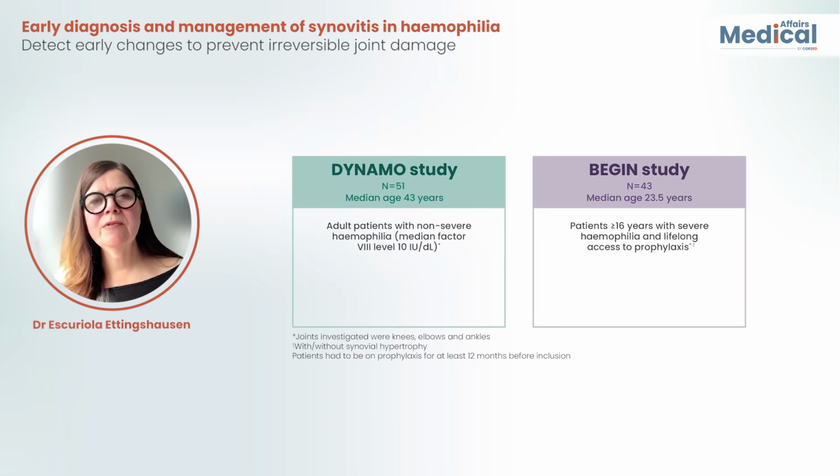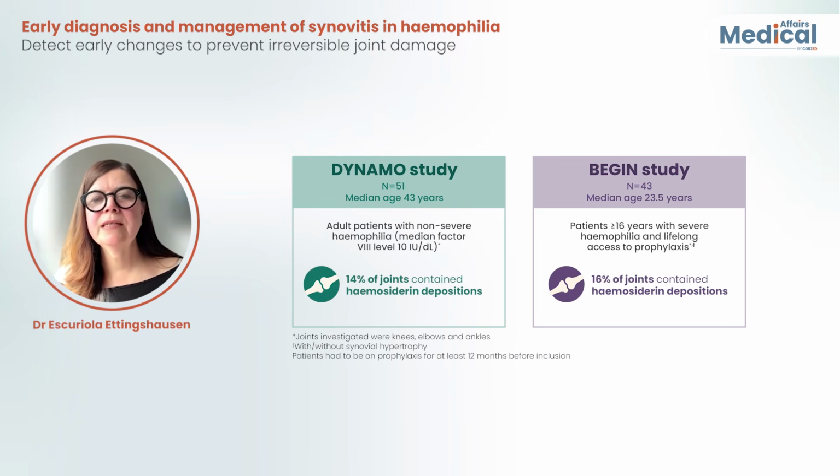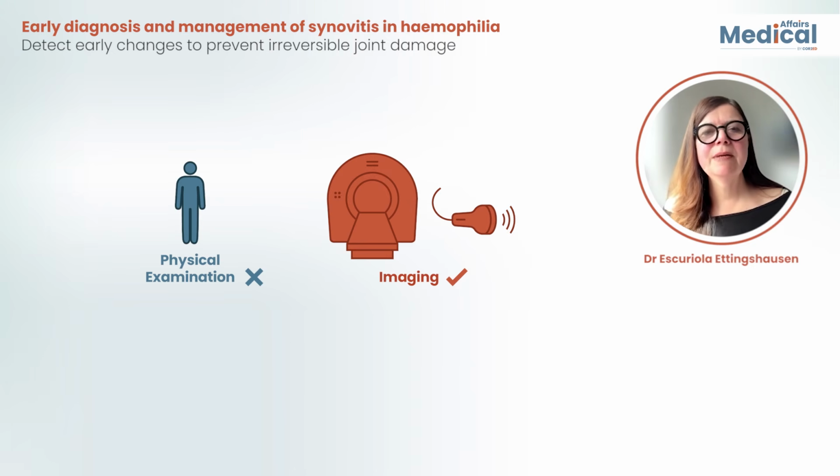Studies using MRI and ultrasound have shown synovial hypertrophy and hemosiderin deposits in joints without reported bleed history. Because synovitis may be clinically silent, physical examination assessment tools such as the Hemophilia Joint Health Score are not sensitive enough to detect these early changes. Therefore, imaging plays a critical role in detecting synovitis early.